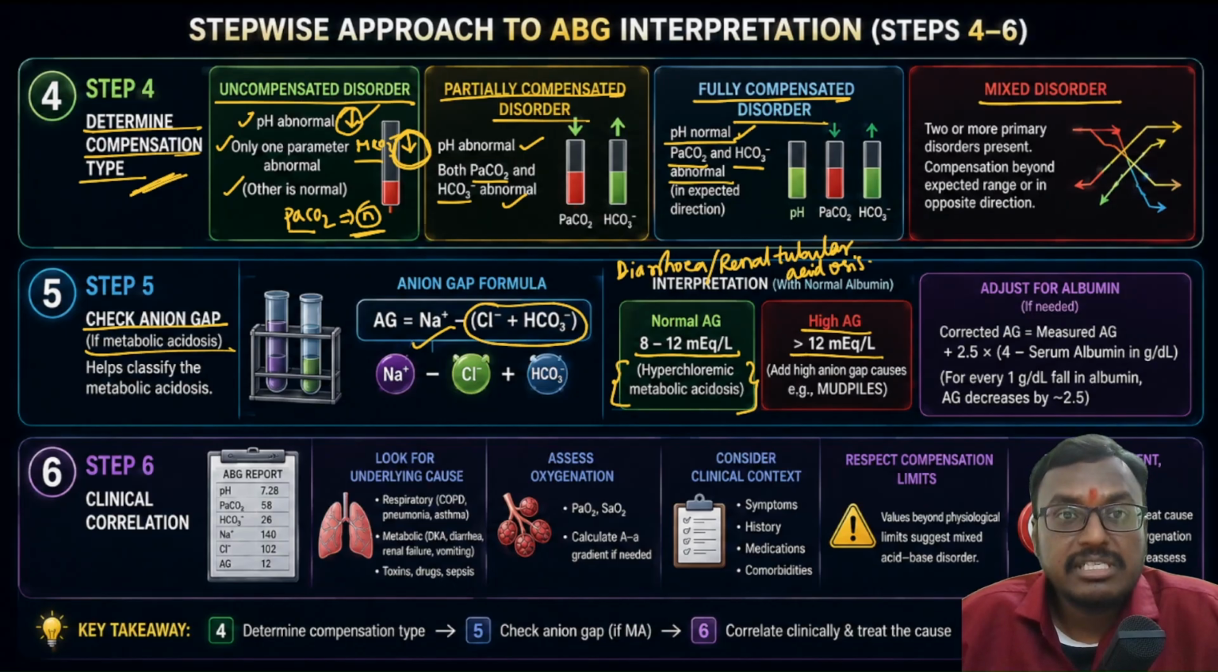In contrast, a high anion gap, that is more than 12 milliequivalents per liter, indicates accumulation of unmeasured acids. The classic causes are remembered using the mnemonic MUDPILES, including methanol poisoning, uremia, diabetic ketoacidosis, lactic acidosis, and others. Now, another clinically important concept related to ABG interpretation is the albumin correction. Albumin contributes significantly to the anion gap. So in low albumin states such as liver diseases, malnutrition, or nephrotic syndrome, the measured anion gap may appear falsely low. In such situations, we often calculate a corrected anion gap, especially in critically ill ICU patients.